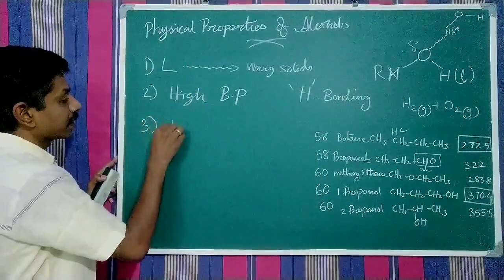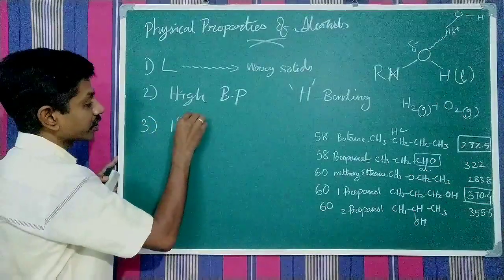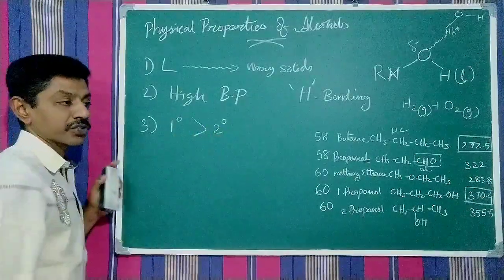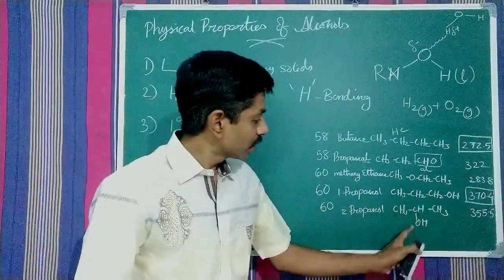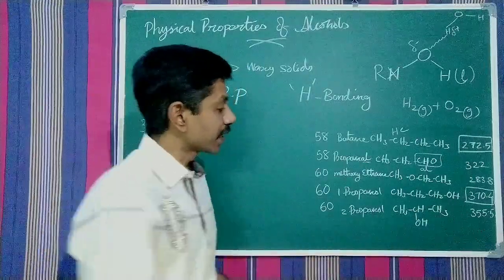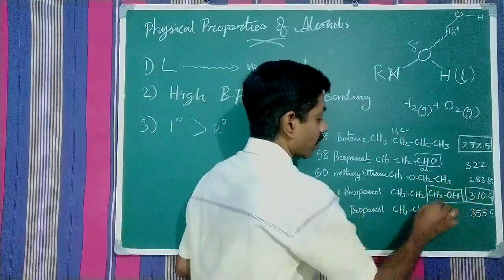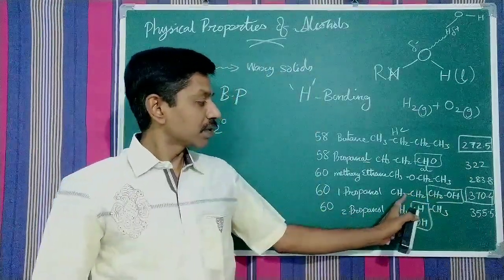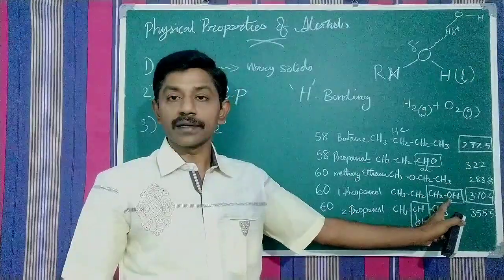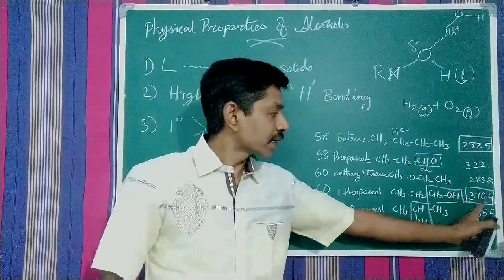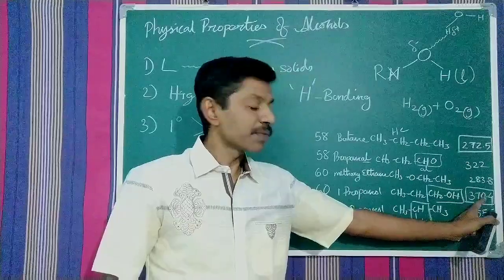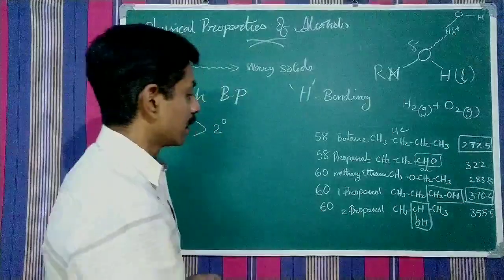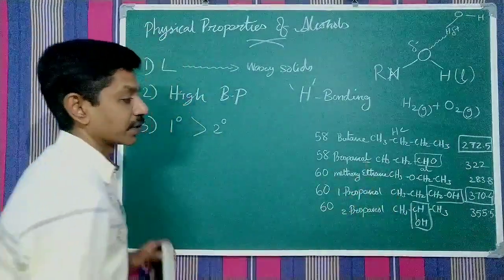Next, when we compare primary, secondary and tertiary alcohols, the boiling point of primary is greater than that of secondary and tertiary. What is the reason? Look at these examples carefully: this is a primary alcohol, this is a secondary alcohol. Primary alcohols go for a linear chain, so obviously their intermolecular hydrogen bond formation capacity will be more. That is why primary alcohols show a higher boiling point.